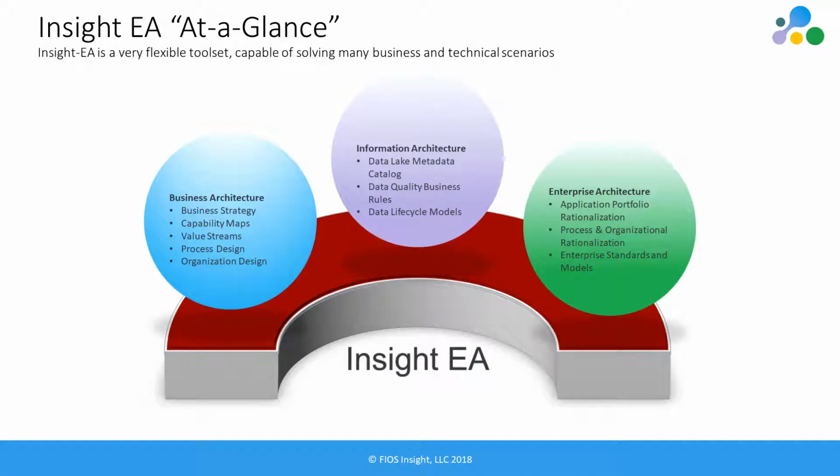Insight EA provides a number of capabilities supporting three major disciplines. For business architecture, we support business strategy, capability mapping, value streams, and process and organizational design. For enterprise architecture, some of our capabilities include application portfolio rationalization, process and organizational rationalization, and enterprise standards and models. And for information architecture, we support data cataloging, data quality rules, and data lifecycle management. This rich set of capabilities provides insight into many business and technical scenarios.